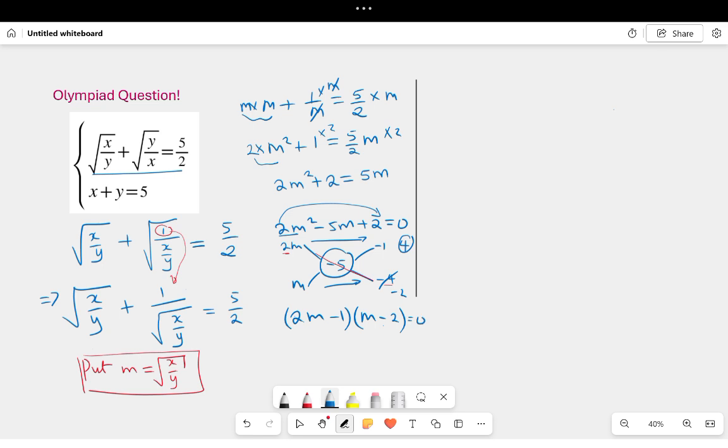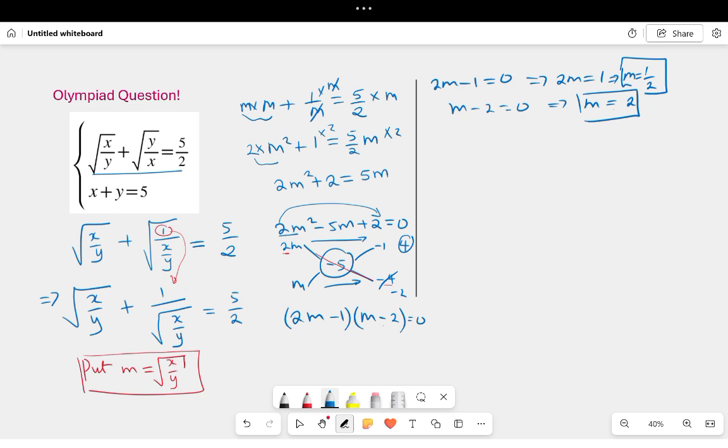Now, the solutions for each of these: we are going to have 2m minus 1 is equal to 0. That is 2m is equal to 1, and therefore m will be equal to 1 over 2. And then we know m minus 2 is equal to 0. So the solution for m in this case will be equal to 2. And so these are two solutions for m. Now let's go back to our substitution.